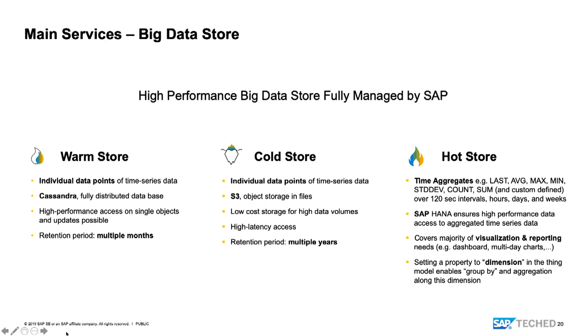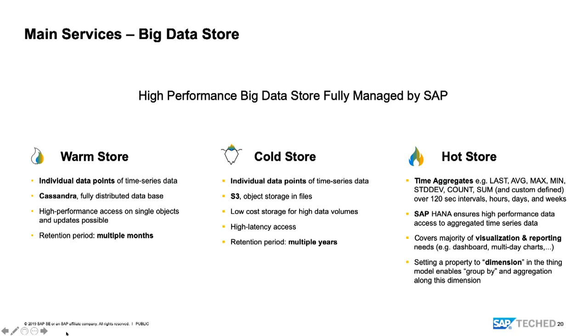And then we've got a hot store. And a hot store is something that has aggregates. I mentioned before that Leonardo IoT automatically creates aggregates. So for every numerical property where sensor data is sent into the system, we automatically create a number of aggregates. You see some of them there, min, max, average, for example. And we do that every 2 minutes, every hour, every day, and every week. So-called pre-aggregates. Now, what is that good for?